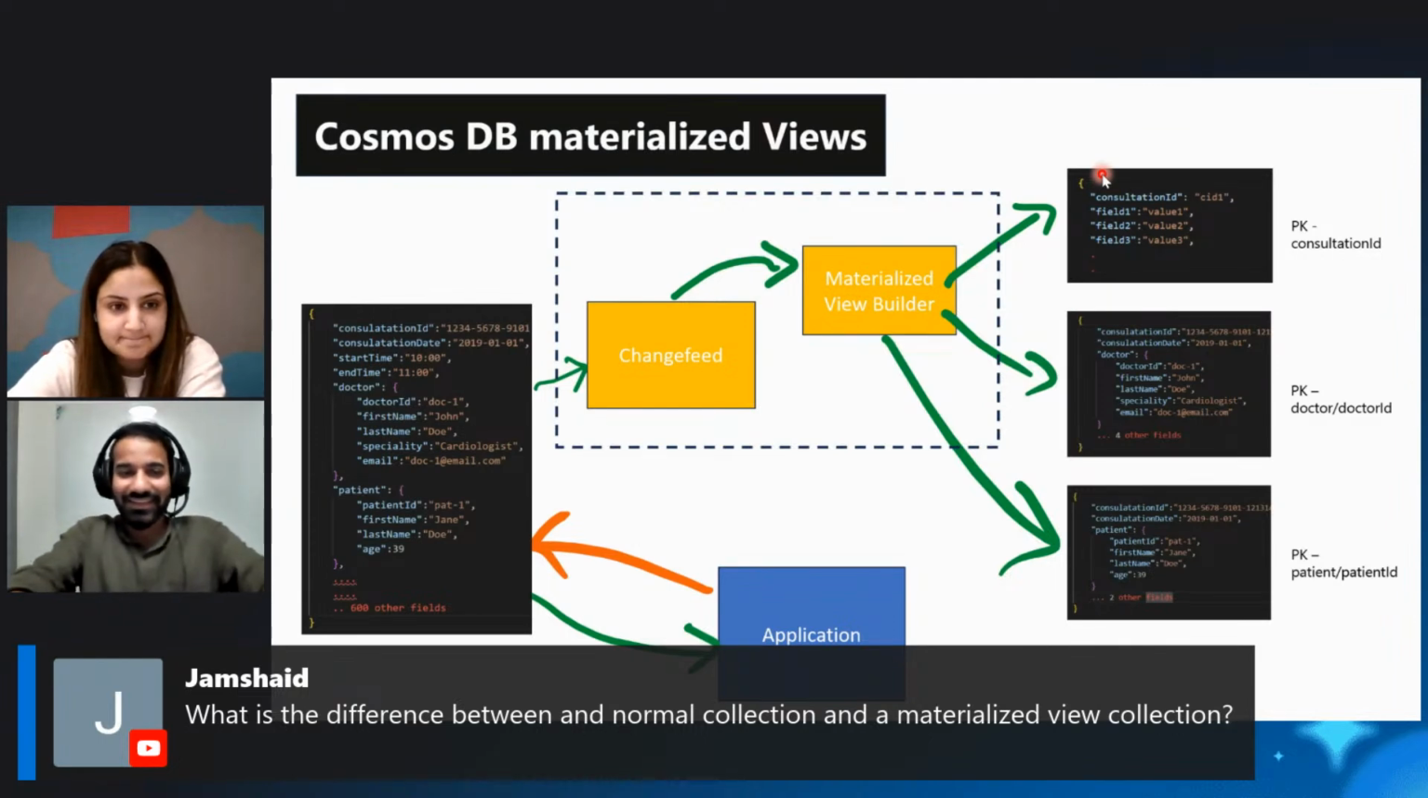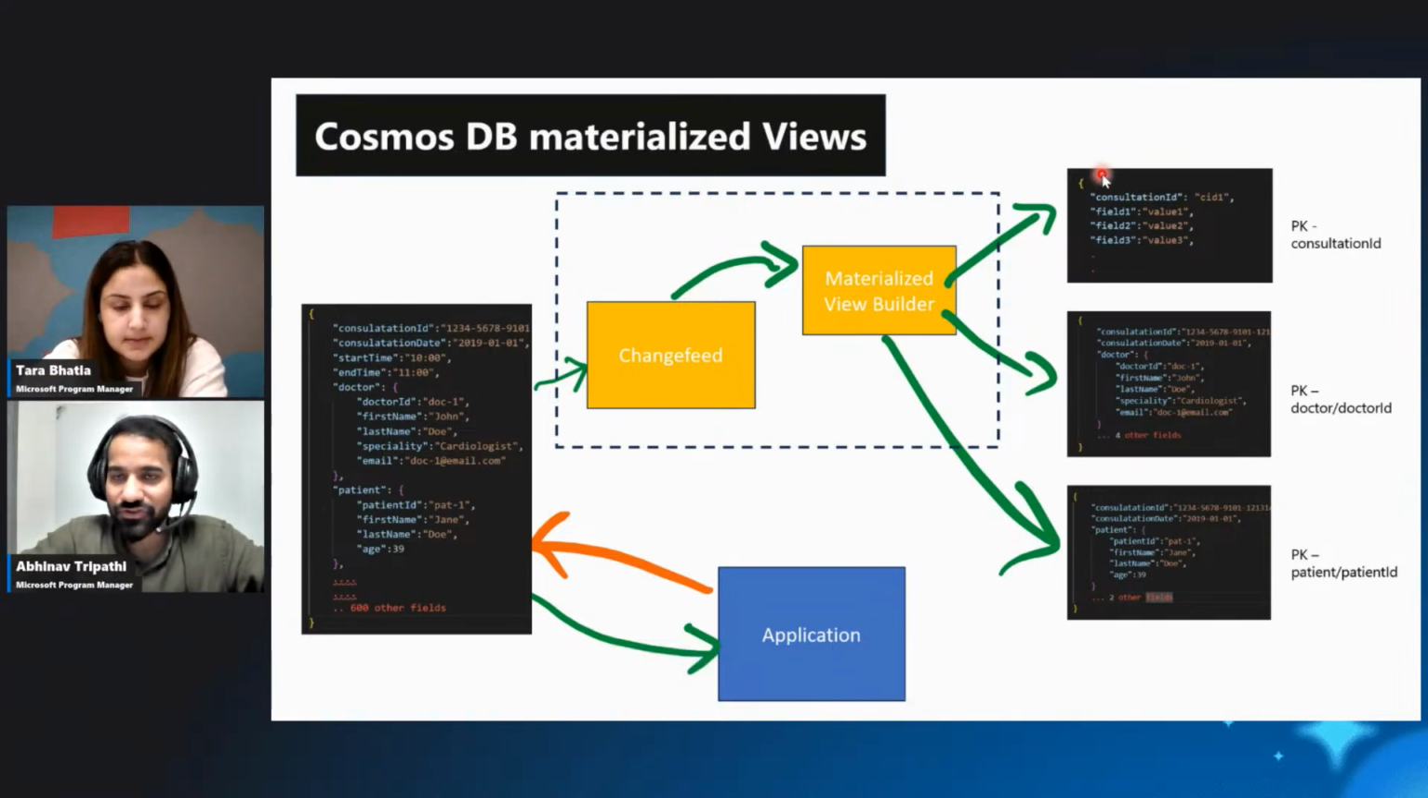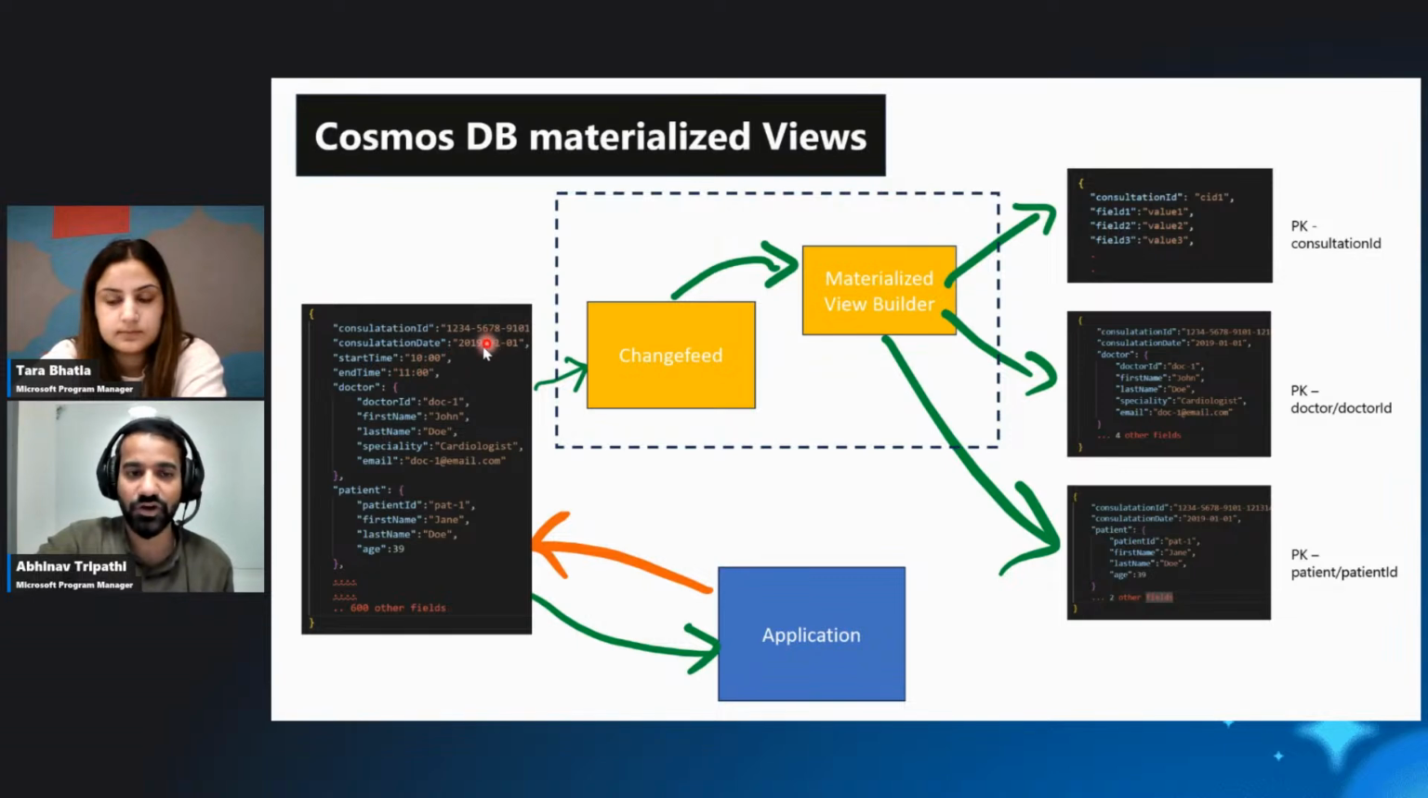Materialized view collections are similar to normal collections in almost all senses, except that the user cannot directly write data to the materialized view collection. The data can only be written by the materialized view builder instances, and that makes sense because we make sure this data is always in sync with the source collection, so we do not allow users to make changes to it. Whatever changes happen in the source collection will be automatically propagated to the materialized view containers. Except for this write restriction, the materialized view collections are almost the same as the source collection.